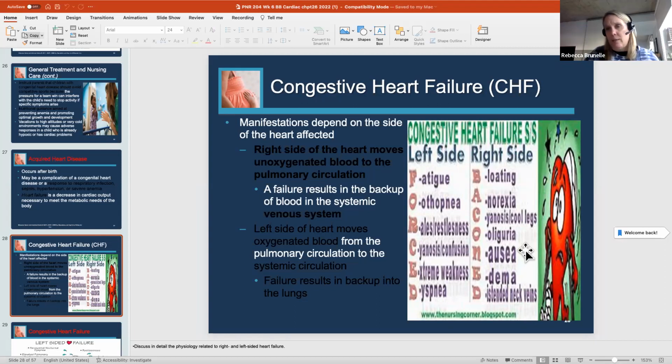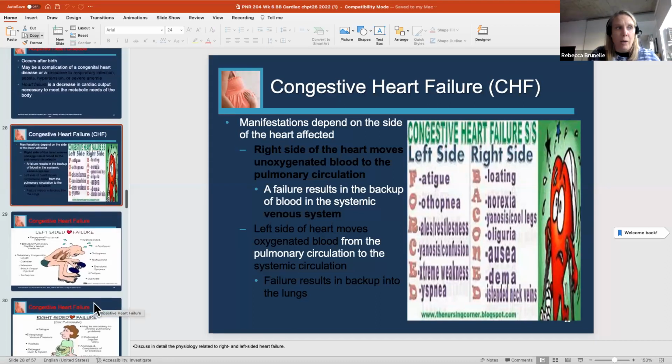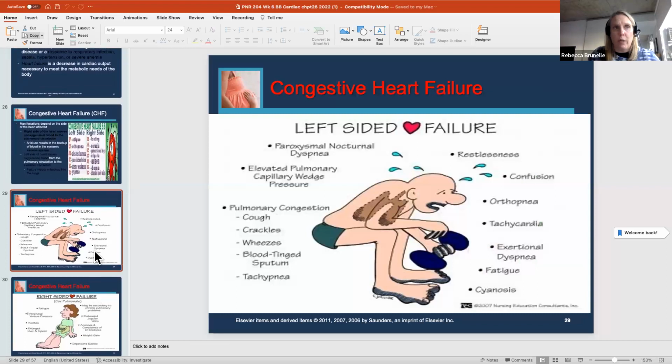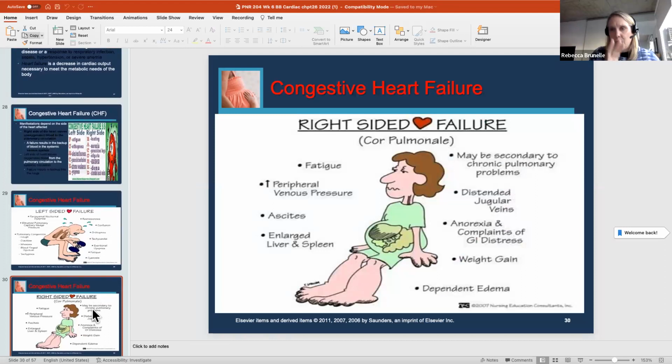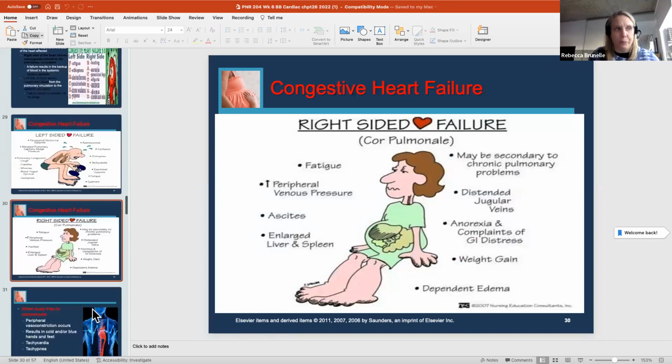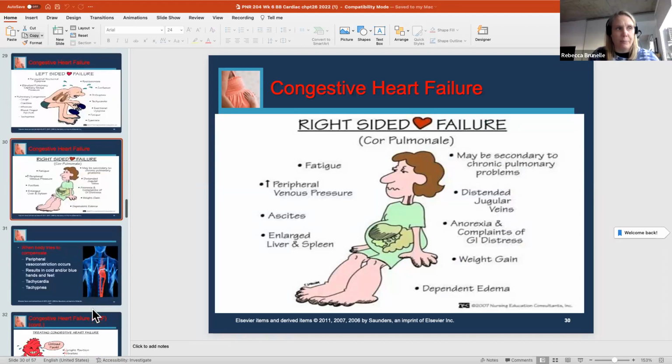Whereas on the right side, the veins drain to the right side of the heart, so then they end up with edema. They're not draining their fluids, so they can have abdominal ascites, nausea. This is the same in pediatrics or adults, but you should be able to pinpoint left-sided versus right-sided heart failure. And these two slides, 29 and 30, give you a description of the two different types of heart failure, left-sided versus right-sided.